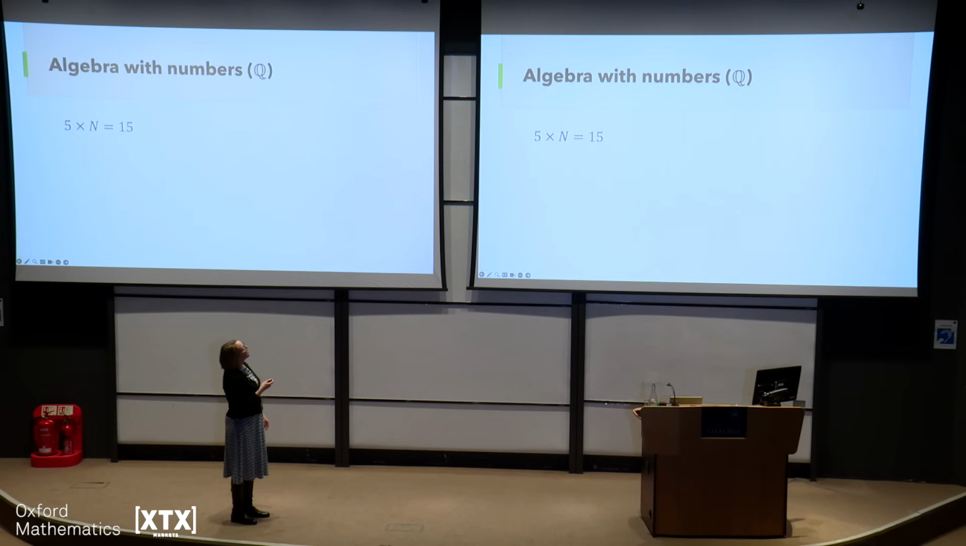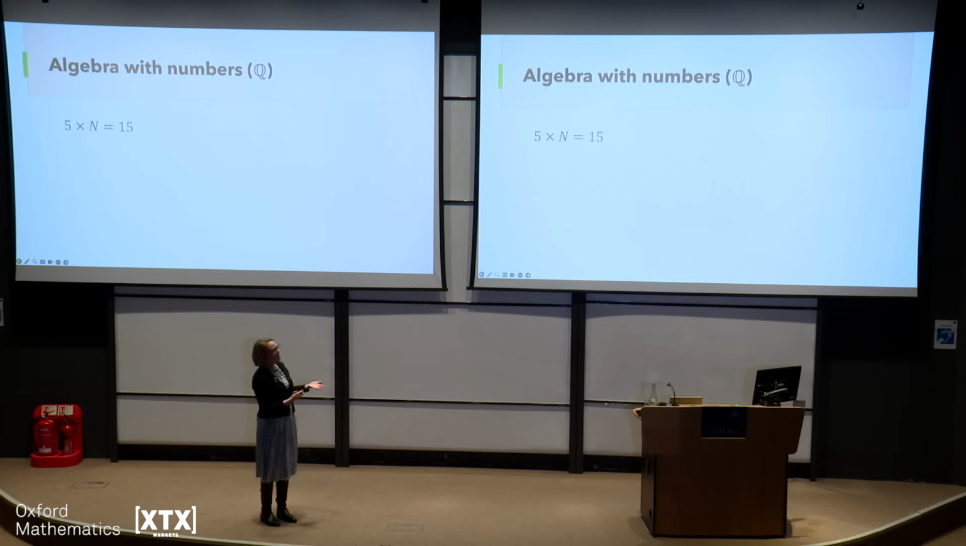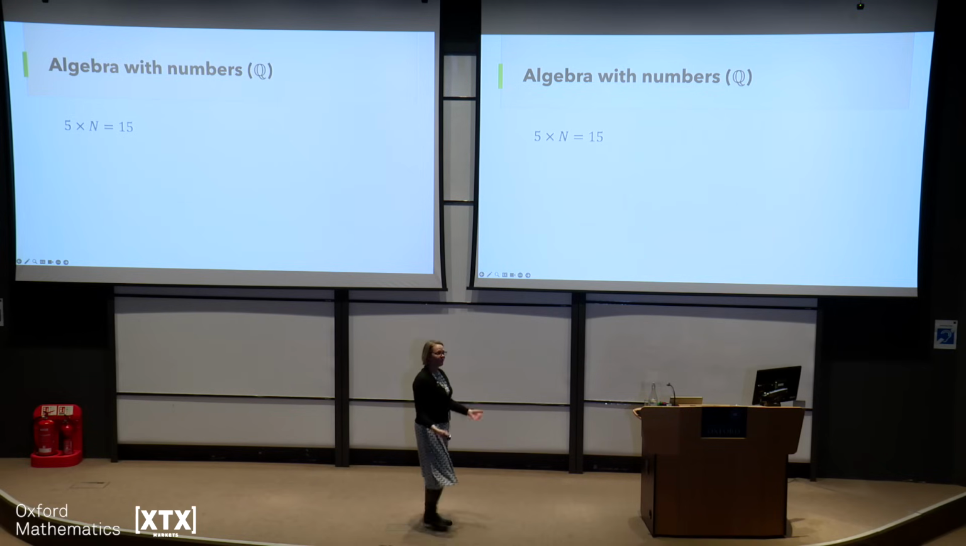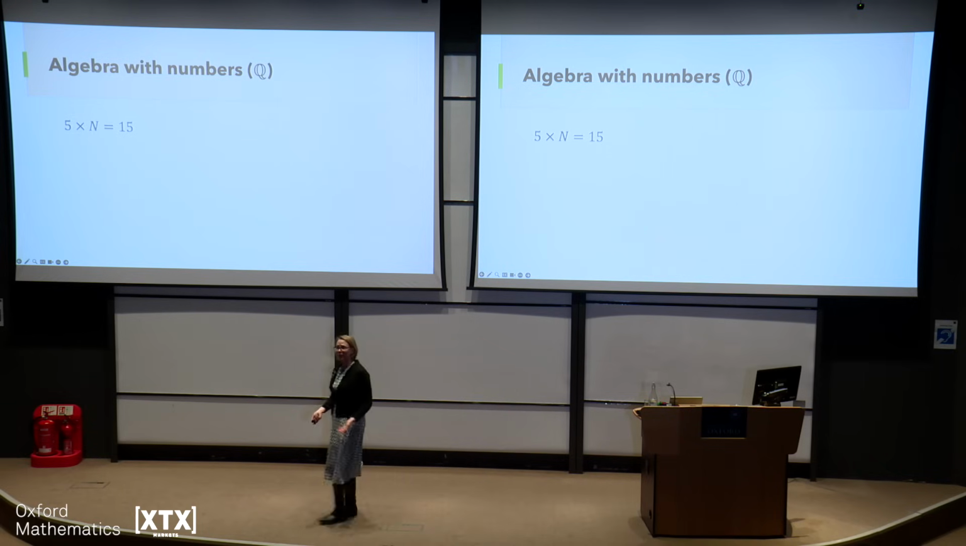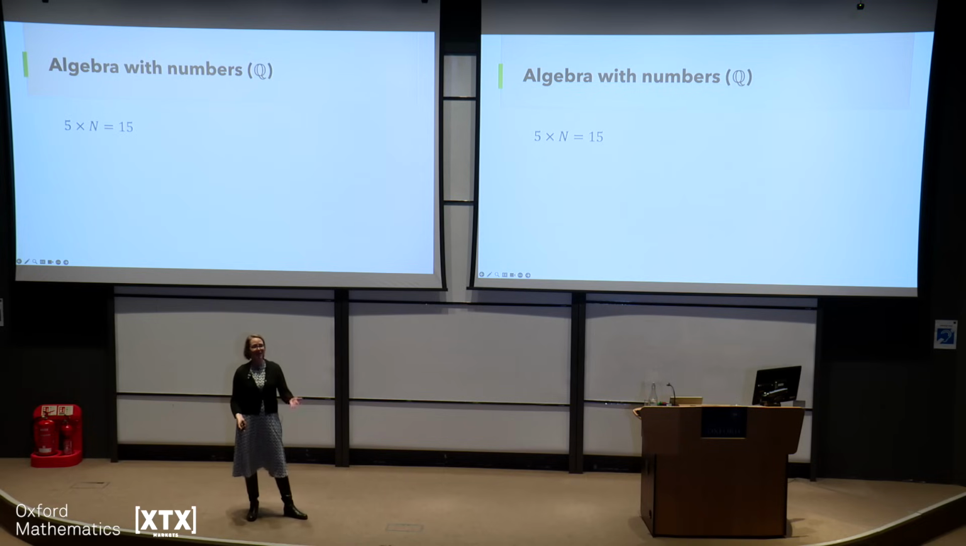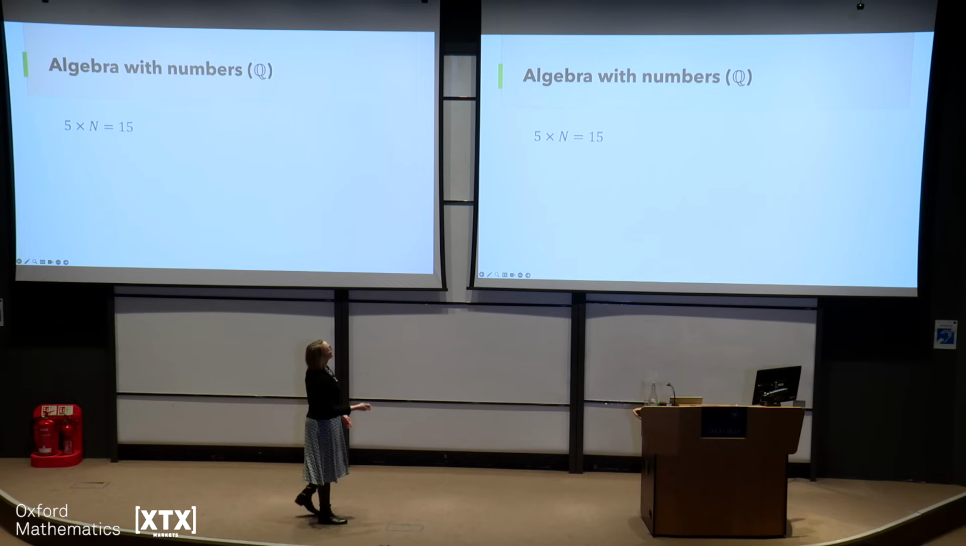So if you're thinking about your favorite set of numbers, I'd like to think about what are called the rational numbers. That's denoted by Q. So these are numbers that can be represented as fractions. If you want, you can also think about the real numbers, where you allow things like the square root of 2 or pi, things like that.